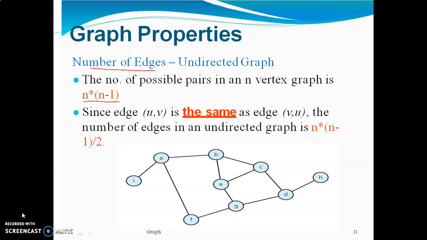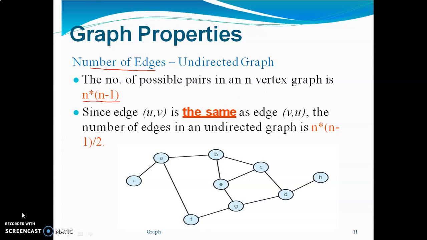Okay, today we'll continue our previous class. In our previous classes we started the graph part of data structures, and we have seen what is meant by a graph, what edges and vertices are, and the types of graphs. Now we'll see graph properties.